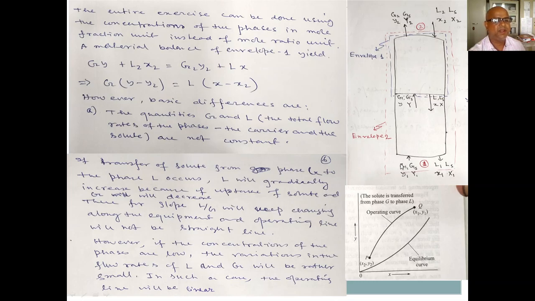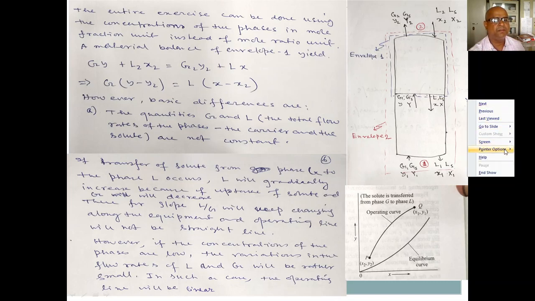Okay, so if I take the flow rate G, let's take any point on this envelope one. G into y entering, L2 into x2 entering equals G2 into y2, small one mole fraction, L into x. So if you take y minus y2 by x minus x2 equal to L by G, and if you take the whole material balance, then it will come.